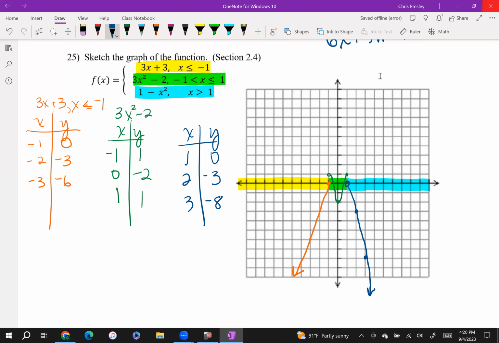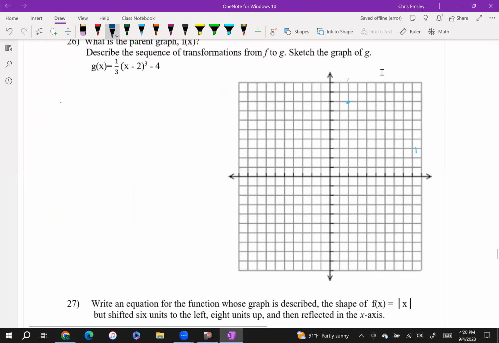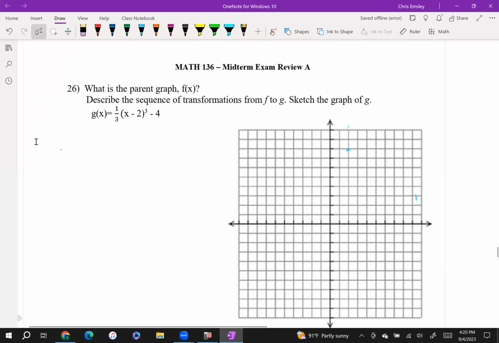Next up, we're going to start talking about transformations. We're given a function here, and then we have a couple questions. The first question is, what is the parent graph, f of x? So if this thing didn't have any transformations on it, what would the function look like? Well, we wouldn't have that 1/3 in the front. We wouldn't have the -2 or the -4. So this parent function would just be x cubed, okay? That's our parent function.